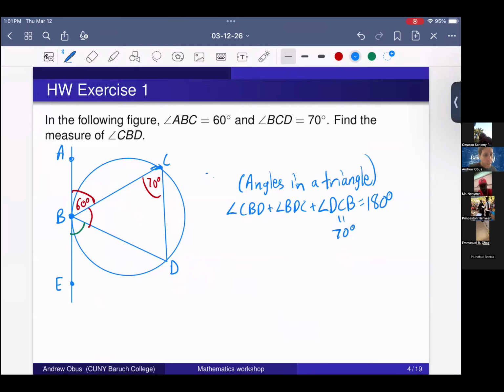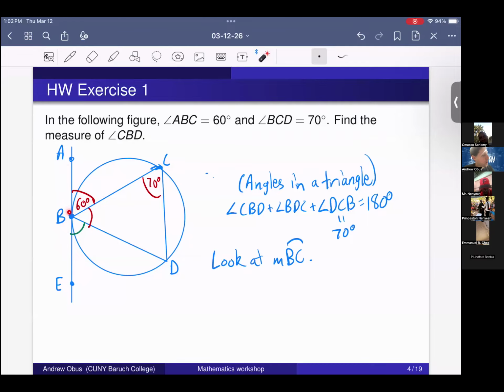Okay. So because these are the angles in a triangle, they add up to 180 degrees. DCB is 70 degrees. That's given to us. So now, as Linford said, let's look at the measure of the arc BC, right? So what do we know about the arc BC? We know there's a 60 degree angle here, which is formed by a chord and a tangent.